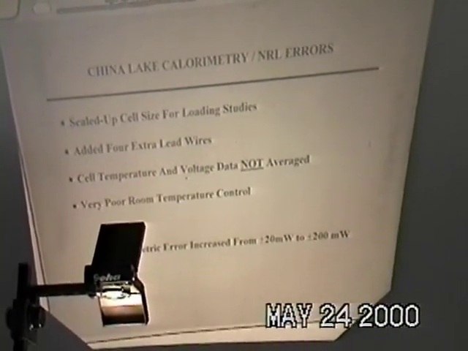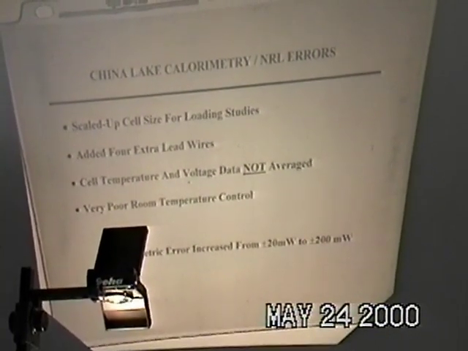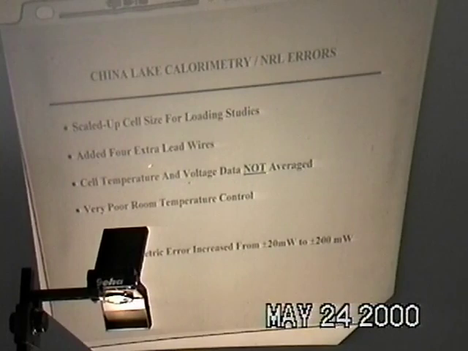Even though I tried to show them exactly what I was doing when I got back to Naval Research Laboratory, they wanted a larger cell so they could do loading studies, so they scaled it up. They added 4 extra lead wires. Even though we told them about data averaging, they did not average the cell voltage and temperature like they should have. And they had a very poor room where the temperature's out of control. And therefore, when they wrote their final report, they reported an error of plus or minus 200 milliwatts in their calorimetry. Well, mine only had an error of plus or minus 20 milliwatts.